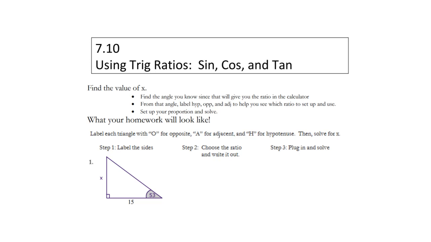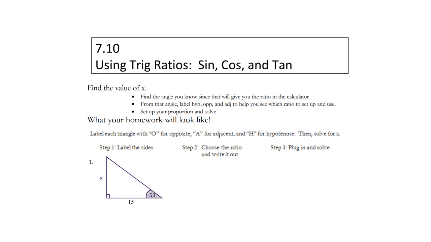This is lesson 7.10, using the trig ratios sine, cosine, and tangent. And this is just a review of the two lessons, 7.8 and 7.9, that you learned recently. So we are going to find the value of x, which is going to be one side of a right triangle.